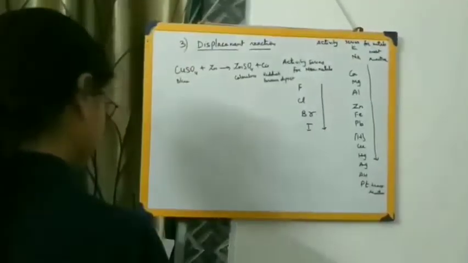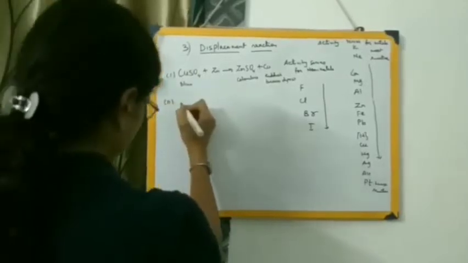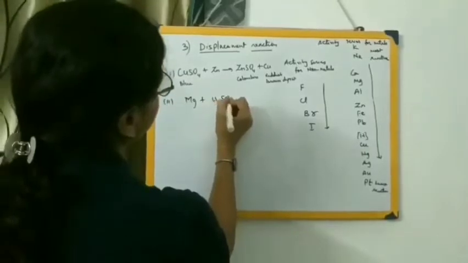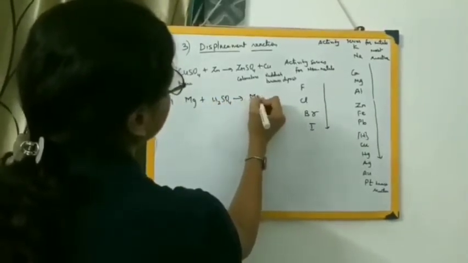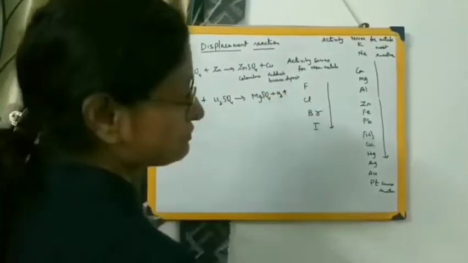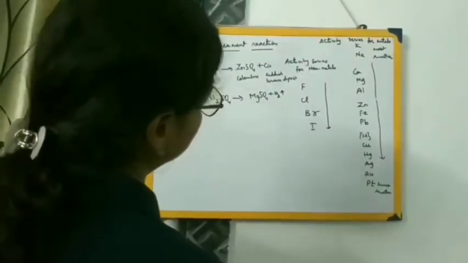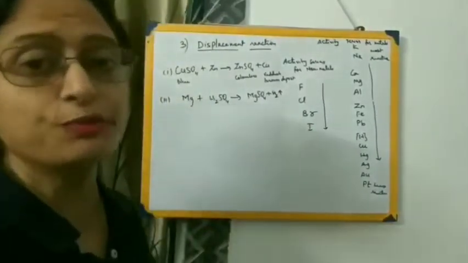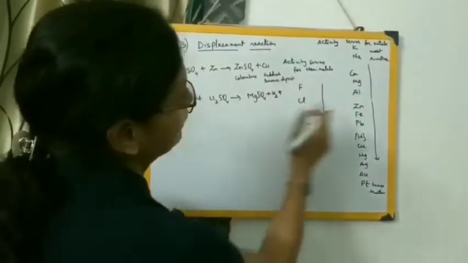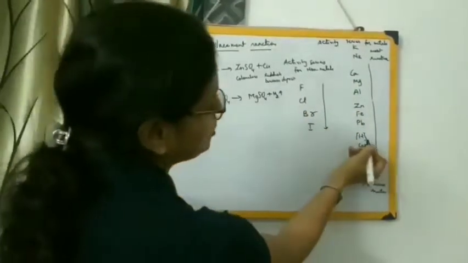Then next, let's have a few more examples of this displacement reaction. That is Mg plus H2SO4. It will form MgSO4 plus H2, that is hydrogen. Effervescence will be given off because of the formation of hydrogen gas. And if a burning splinter is brought near to it, this hydrogen is going to burn with a pop sound. So here also let's have a look. Where is Mg over here? Mg is over here and is displacing what? It is displacing hydrogen. Where is hydrogen? Hydrogen is over here.